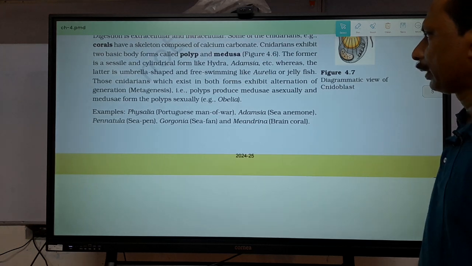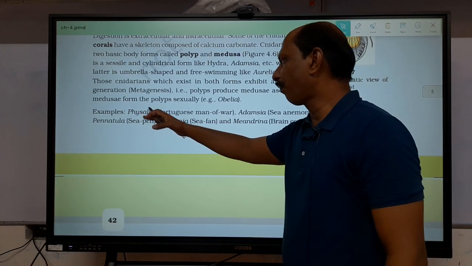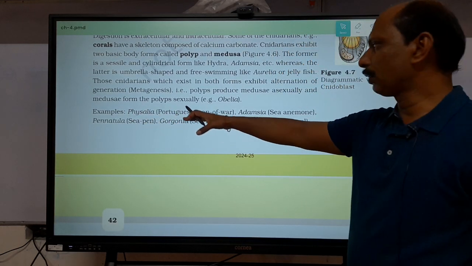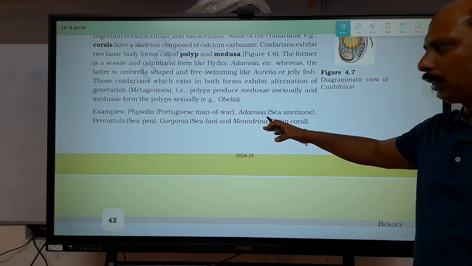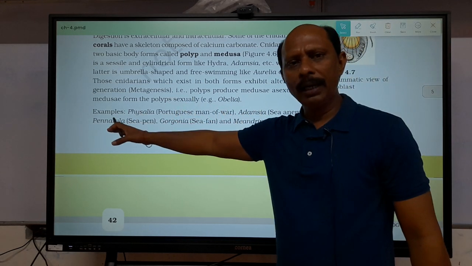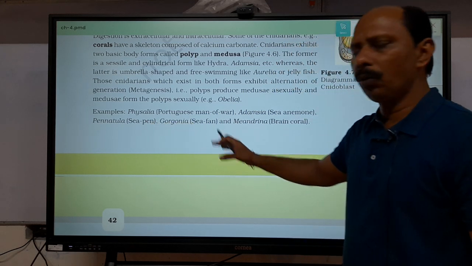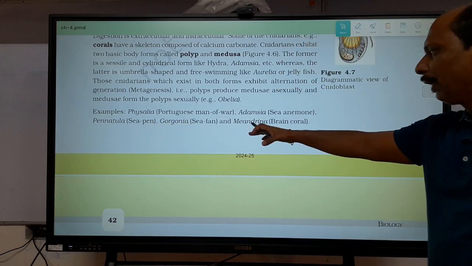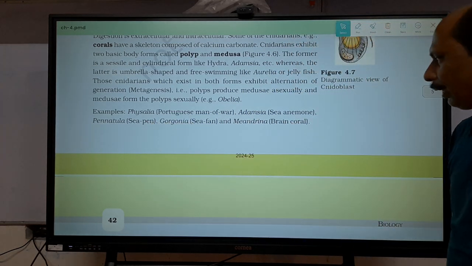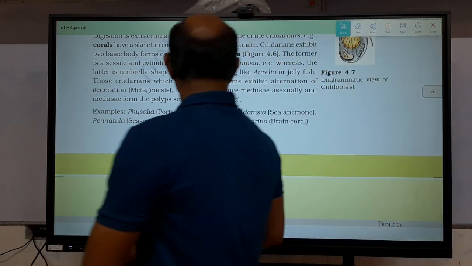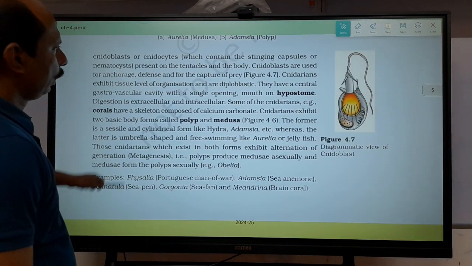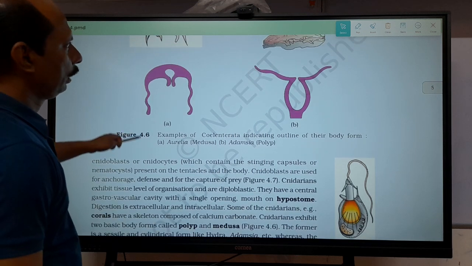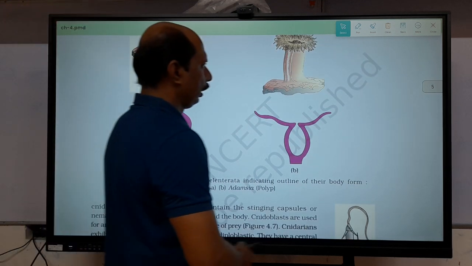Okay, come to this side. Examples are given here. Physalia, which is commonly called Portuguese man of war. Adamsia, that is sea anemone. Pennatula, sea pen. Gorgonia, sea fan. Meandrina, that is called brain coral, right? These are given here. Here Hydra is not given. Okay, so come to the other side.